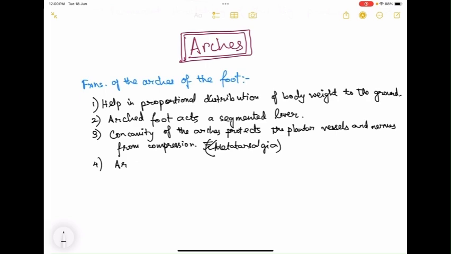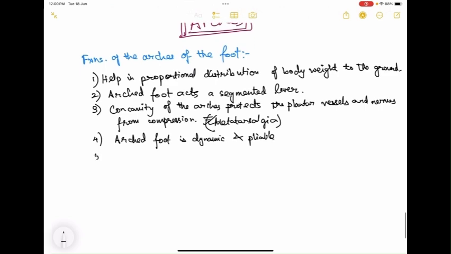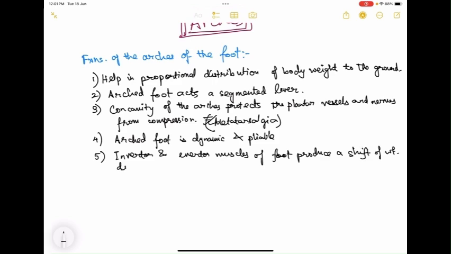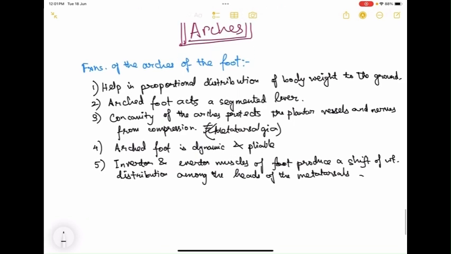Second is arch foot is dynamic and pliable. Arch foot is dynamic and pliable. And inverter and everter muscles of foot produce a shift of weight distribution among the heads of the metatarsals. So these are the functions of the arches of foot.